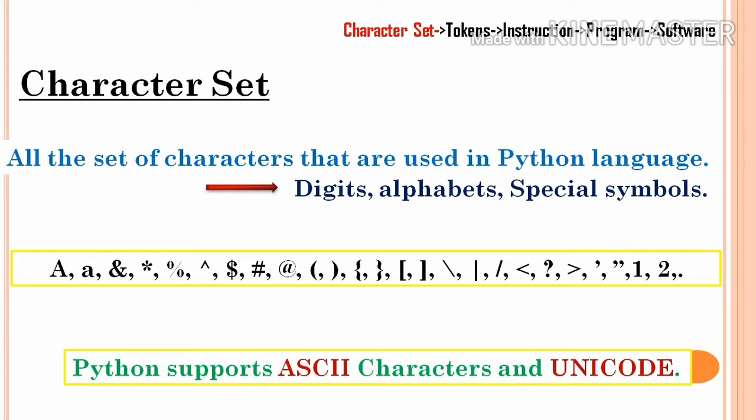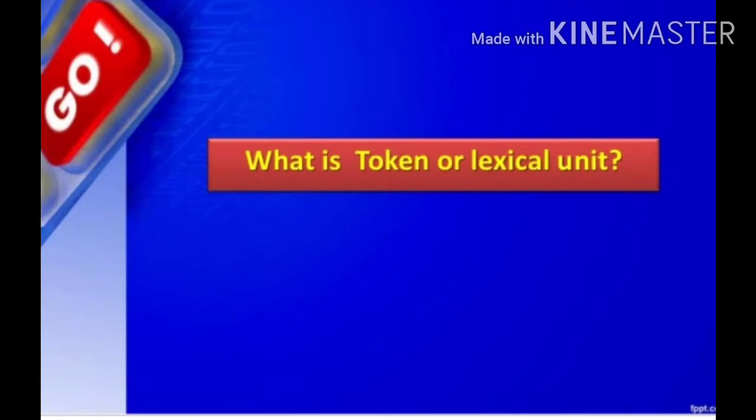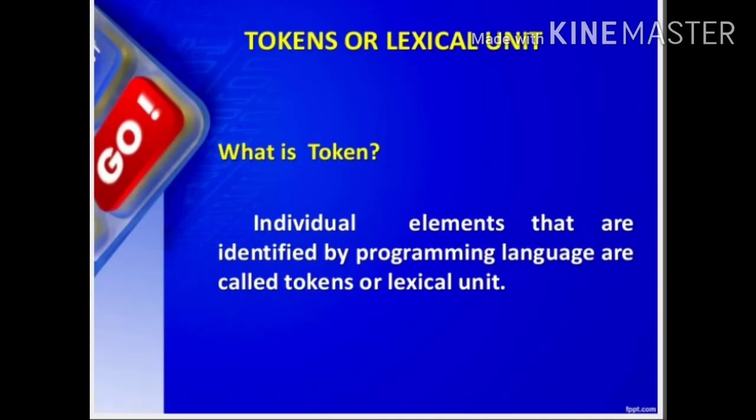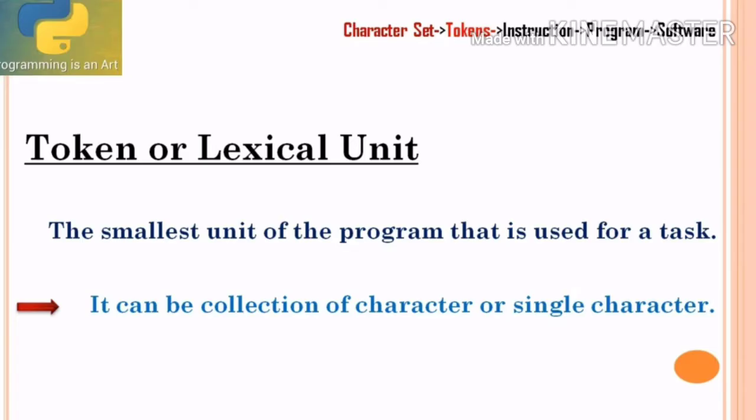Now, what does token or logical unit mean? A token is an individual element that is identified by a program or used for a program. We can say it is the smallest unit. It can be a collection of characters or a single character. So the tokens or the logical units are very necessary in our program.